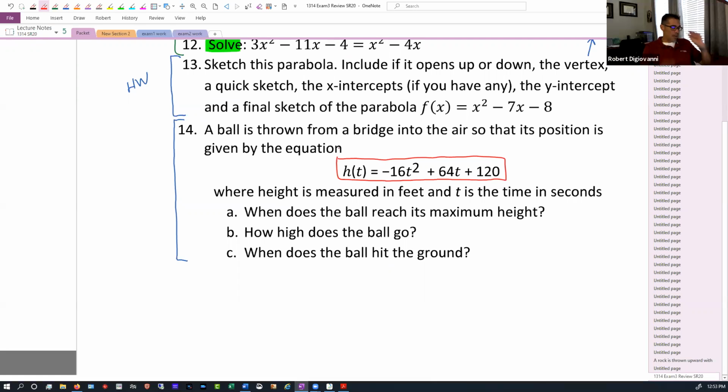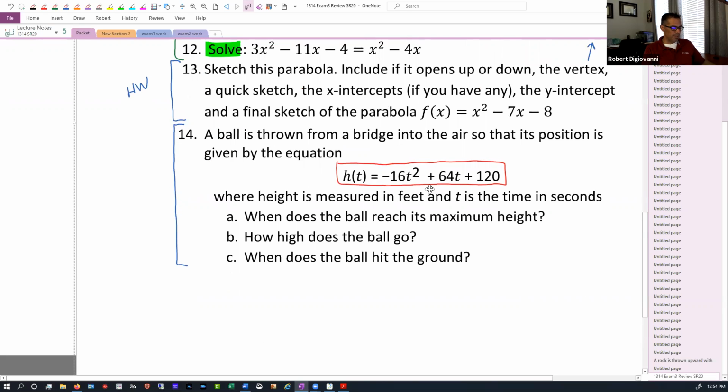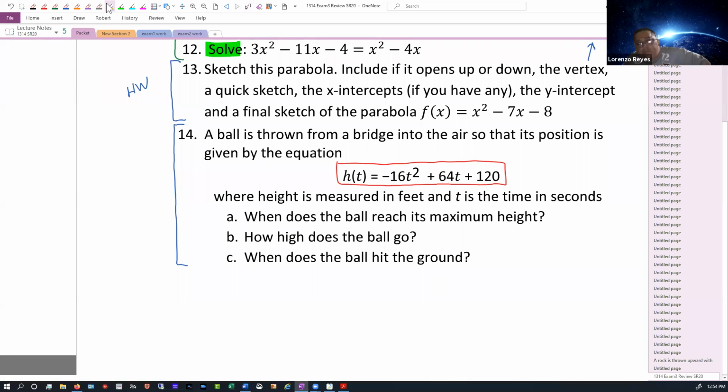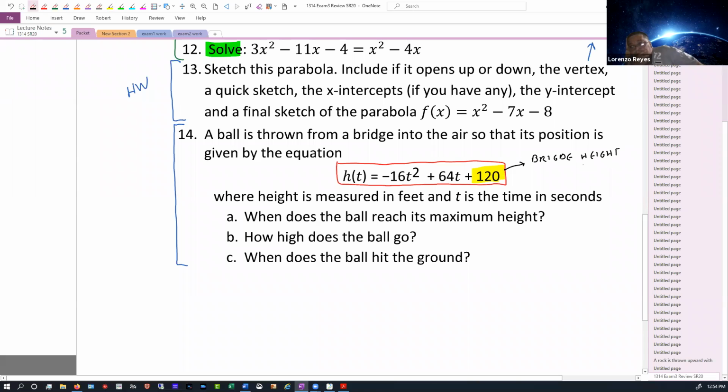Yeah, so for this one, let me show you what this one would have looked like. Well, can you tell me just by looking at this equation how high the bridge was? Is it 120? Yep. So this is how high the bridge was. That's the feet, right? 120 feet. Yeah, that's the bridge. So the height is 120 feet, and then you're asking how fast did it?